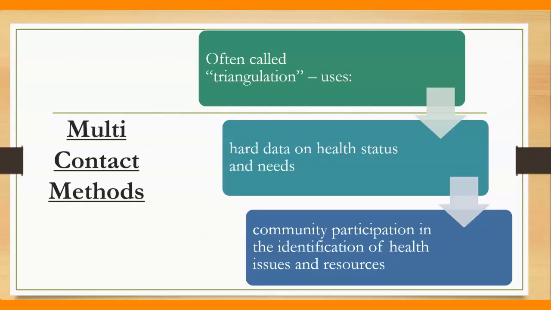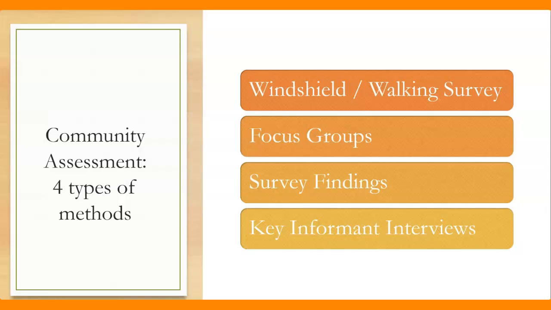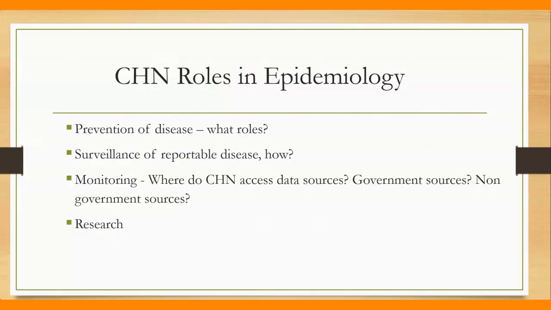And multi-contact. So this is really use of the hard data, health status needs, community participation to identify the health issues and resources. And this is all sometimes called triangulation. Okay, so a triangulation of all the multiple different ways of collecting that. Four types of community assessment: windshield survey, walking survey, focus groups, survey findings, and key informant interviews. And I talked about that last week as well.